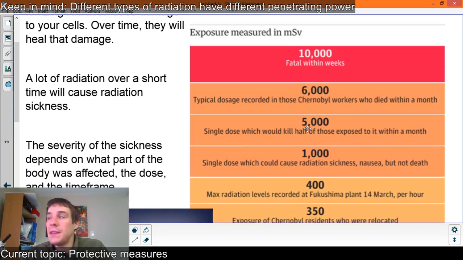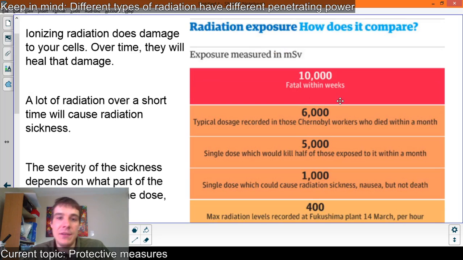If you get up to 5,000, that's just too much damage for a lot of people to handle, and half of people die in a month. 6,000 for the Chernobyl workers who died within a month, so it's about right. And then if you get more than that, it's fatal within weeks. Just absolutely fatal within weeks.